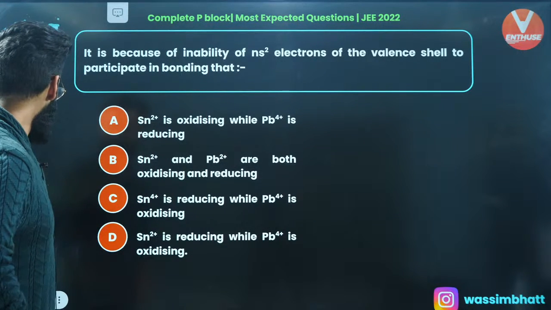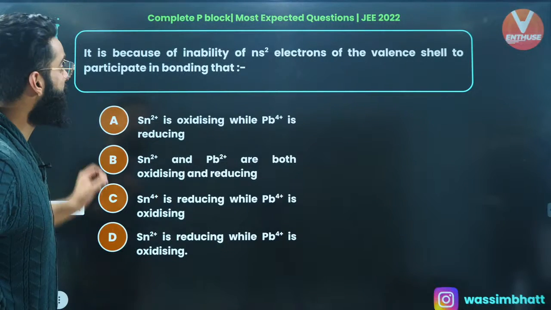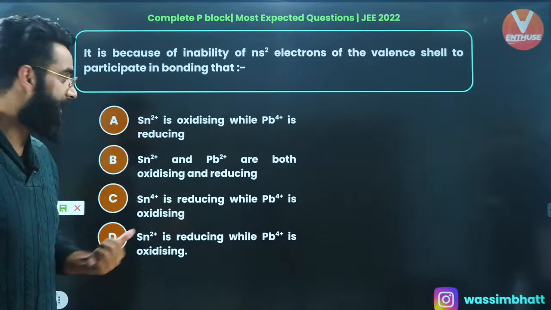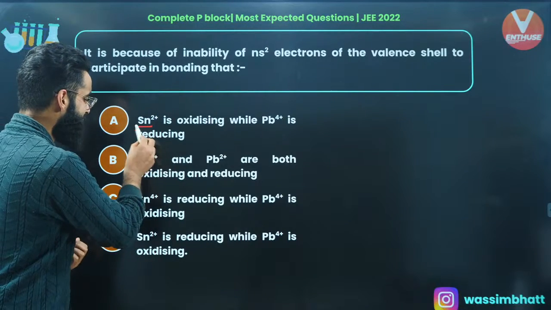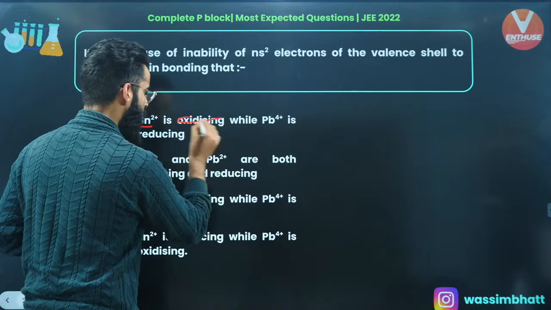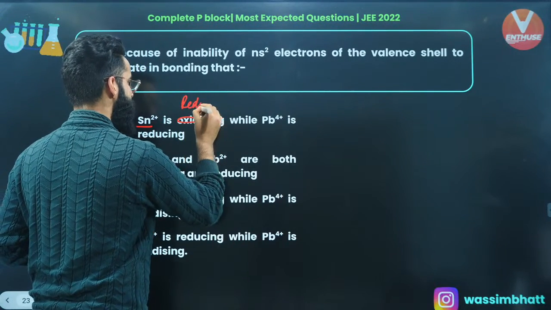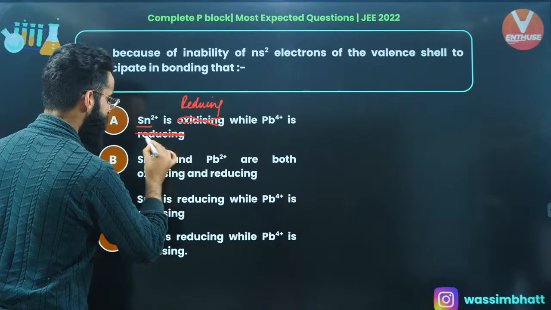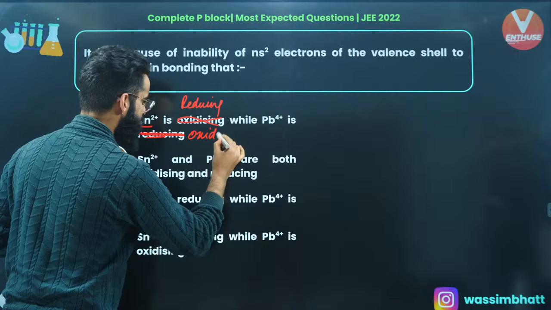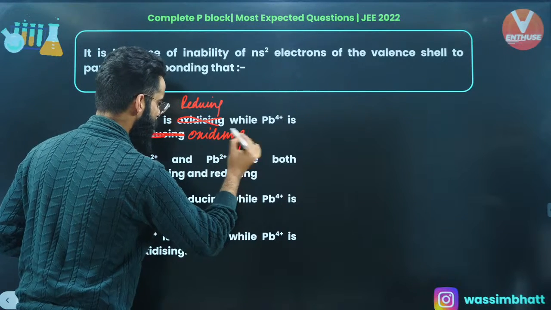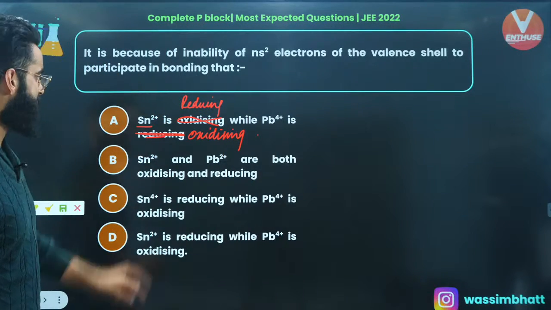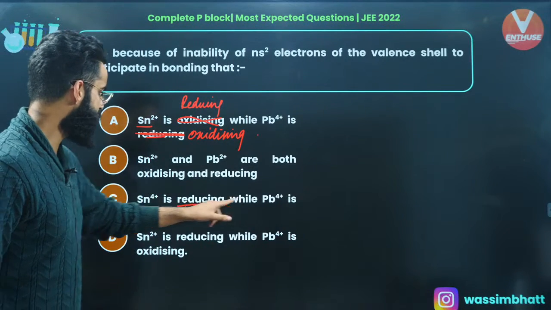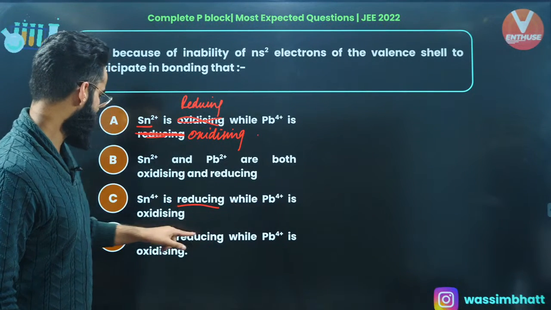See, due to the inert pair effect, people, due to the inability of the ns2 electrons of the valence shell to participate in the bonding, let me tell you, Sn2+ is not oxidizing, it's reducing in nature. And Pb4+ is oxidizing. So this should have been the option given, right? So this is going to be the correct answer of this particular question. Sn2+ is reducing, while Pb4+ is oxidizing.